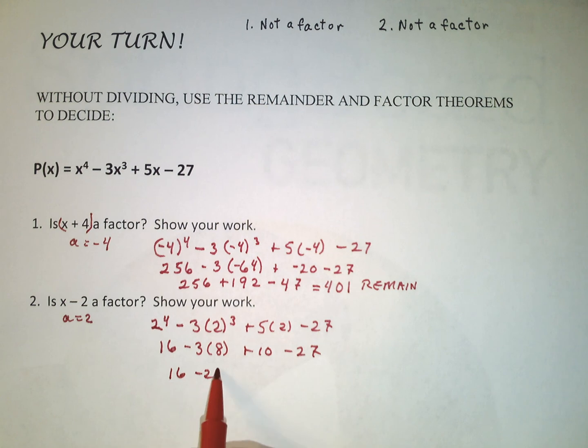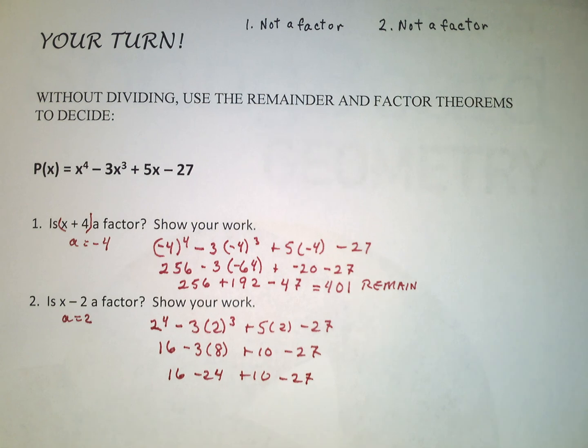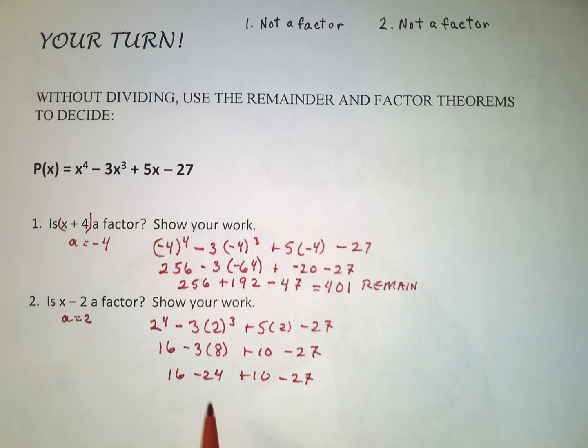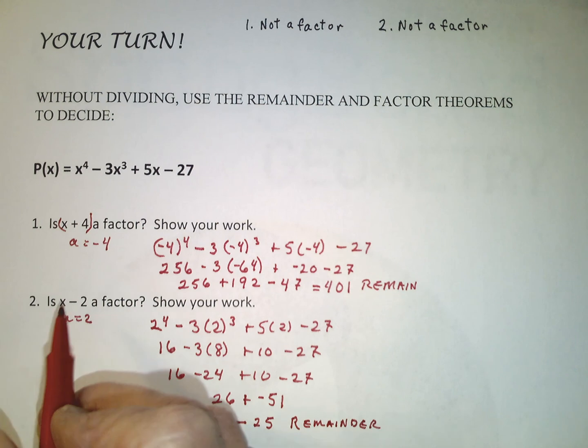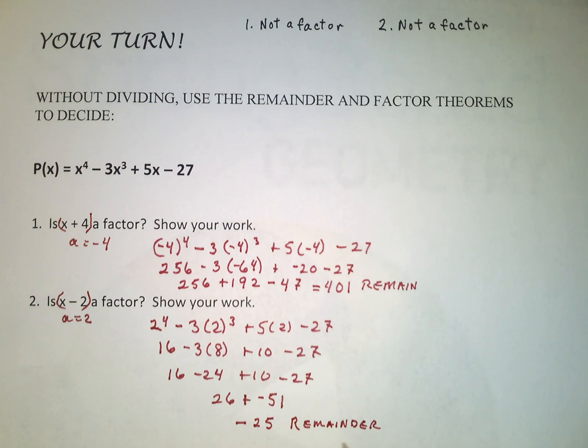So we have 16, subtract 24, plus 10, minus 27. So we have a positive 26 and a negative 51. So I'm getting negative 25 is the remainder. Once again, this thing is not a factor. If we went to the trouble of doing the long division, we would have negative 25 left over.